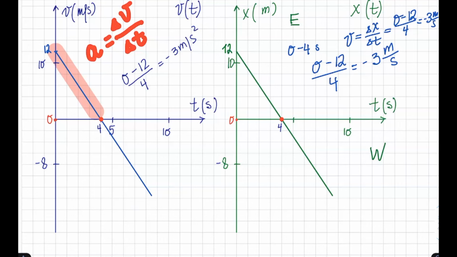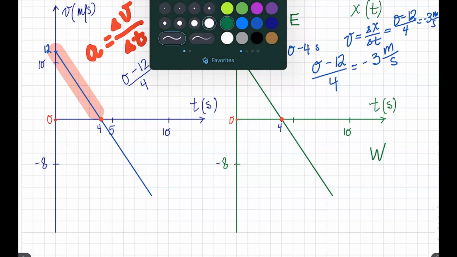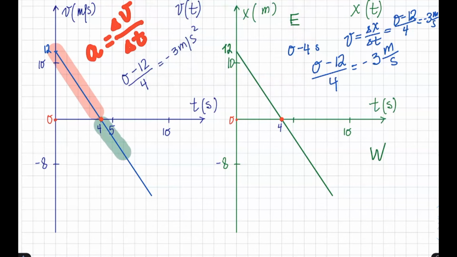However, we then continue with that negative acceleration down below. What does that mean for us? It's the same acceleration, still -3 meters per second squared, because it's the same slope. But what does it mean in terms of speed? Is it speeding up, slowing down? Well, let's see. So this would be -12. So again, acceleration: to -12 from 0 in 4 seconds. That's -3 meters per second squared.